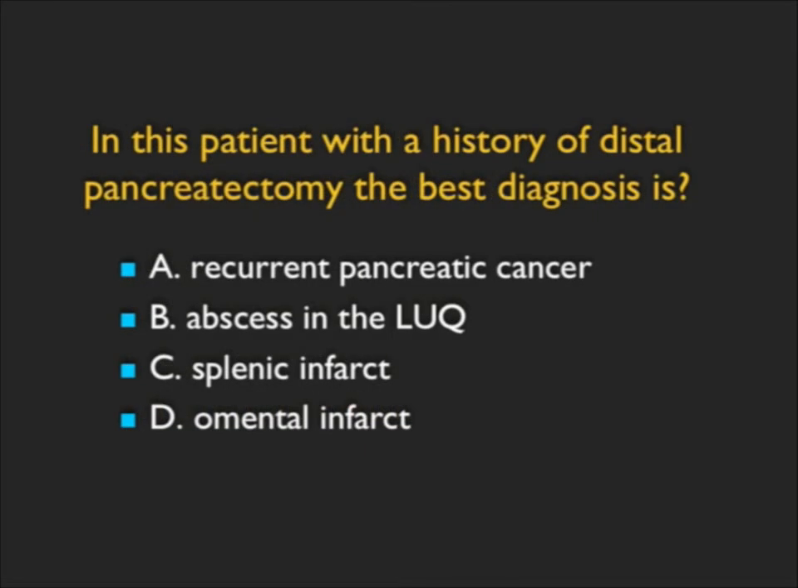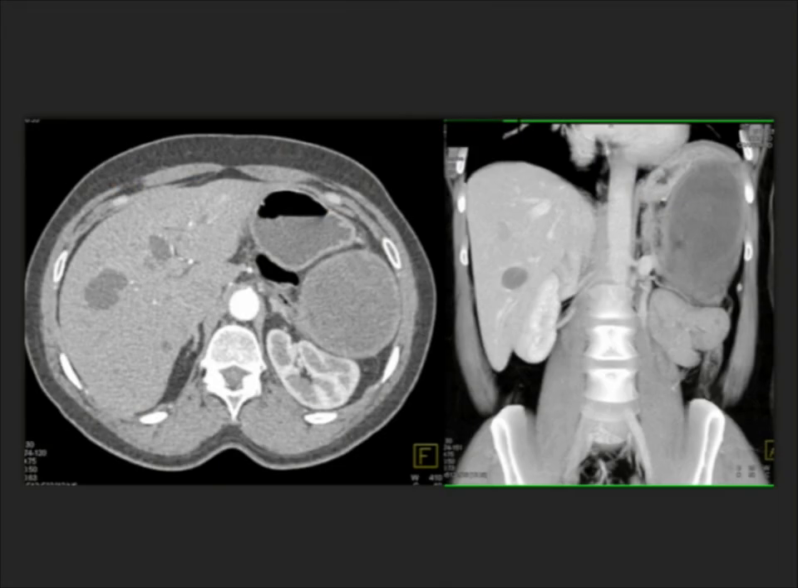This patient has a history of a distal pancreatectomy. What's the best diagnosis? Large mass left upper quadrant. The patient's had a splenectomy and distal pancreatectomy. You can think about recurrent tumor. You can also think about an abscess. The spleen's gone, so it's not a splenic infarct.